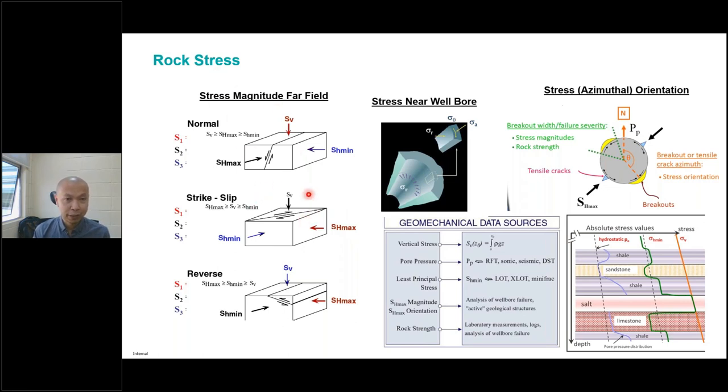If you look here, we model the stress in the rock with three orthogonal normal stresses. We call them vertical stress, SV, one vertical stress and two horizontal stresses. That's how we model the stress in the rock. You can have a combination of these three, and this combination of the magnitudes will determine the fault regime. Most areas have a normal fault regime, where the vertical stress is the highest, followed by maximum horizontal stress and minimum horizontal stress.